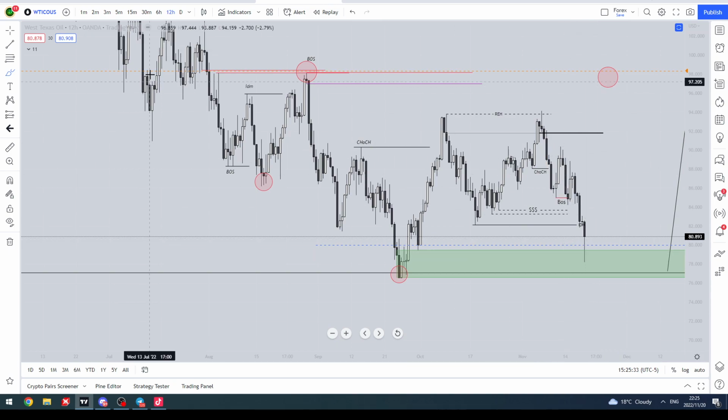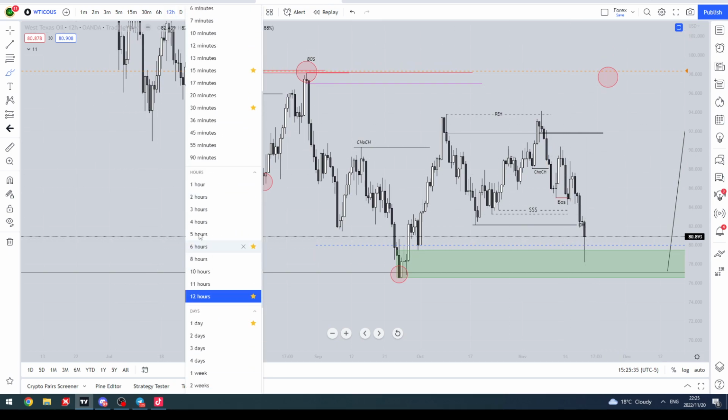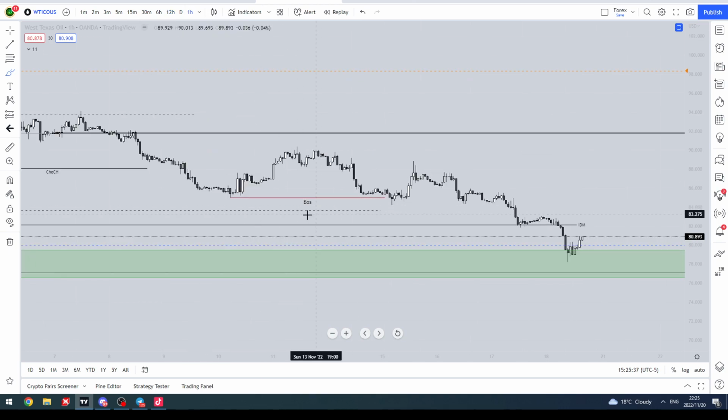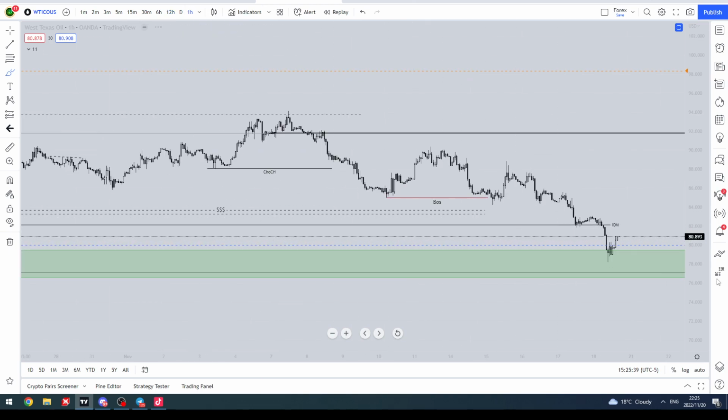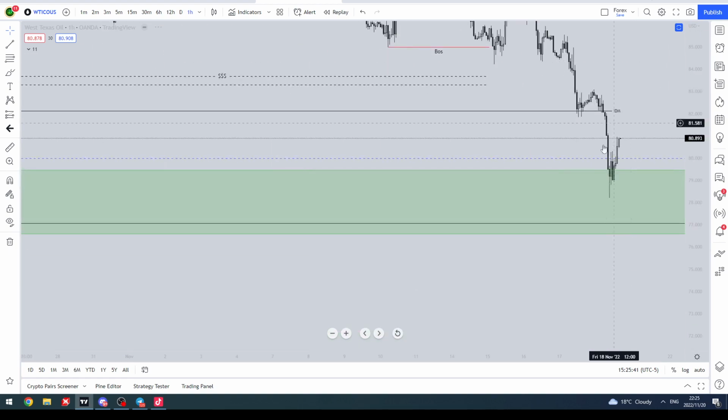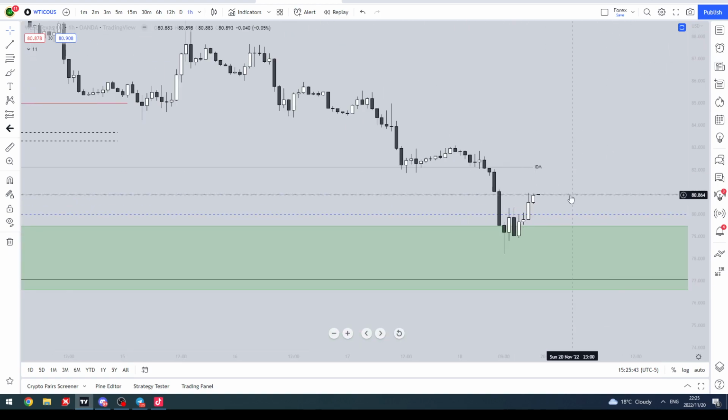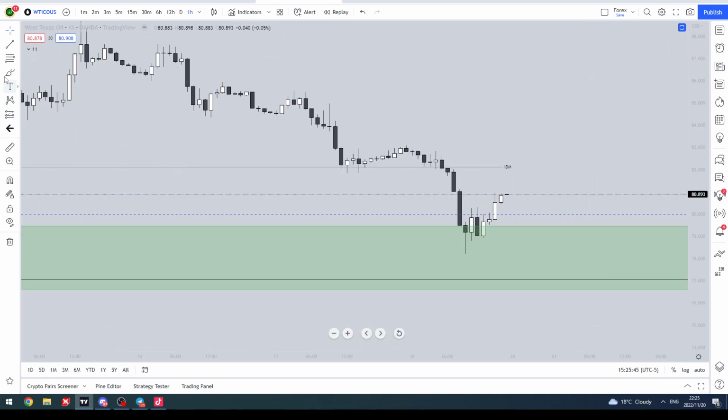So now low time frame on oil, we're looking for reversal signs here now, right? We have something that's telling us there's a possibility here. We have a balanced price range. No, we have a fair value gap here.